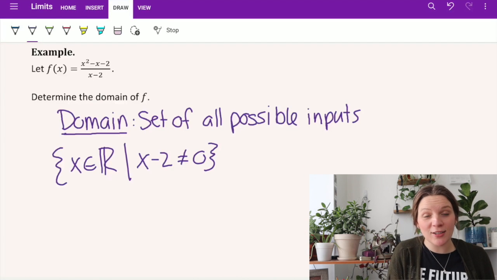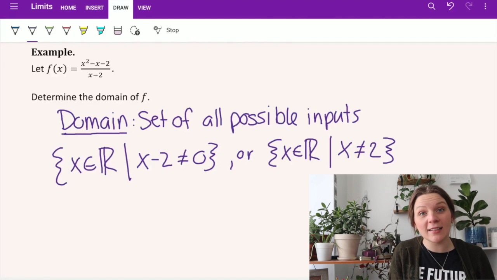So in set notation, we will say our domain is all of the x values in the reals, meaning all of the real numbers, so fractions and decimals and all of those numbers are allowed, such that x minus 2 is not equal to 0, because we don't want our denominator to be equal to 0. So another way we might write that is that the domain is x in the real numbers, where x is not equal to 2.